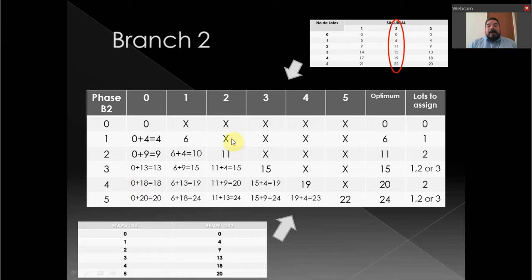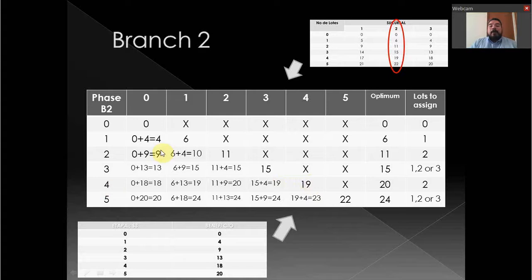If I have 4, I assign 2 to branch 2, it's 11 this benefit, plus the benefit of assigning 2 lots to branch number 3, and it's 20,000 pesos. If I have 4 lots and I assign 3 to branch number 2, the benefit of this is 15, plus the benefit of assigning one lot left to branch number 3, that is 4. So 15 plus 4 is 19,000 pesos also.